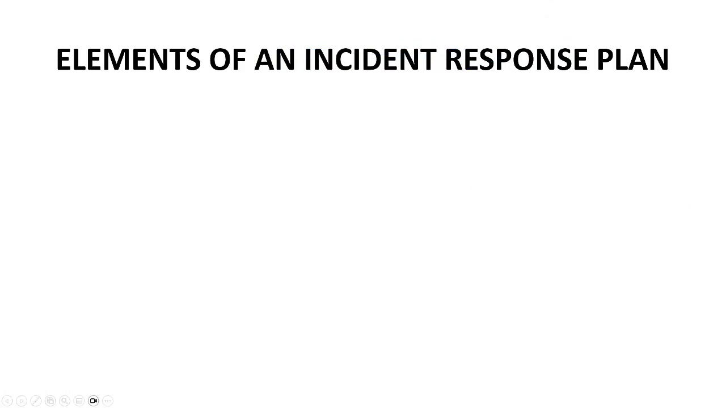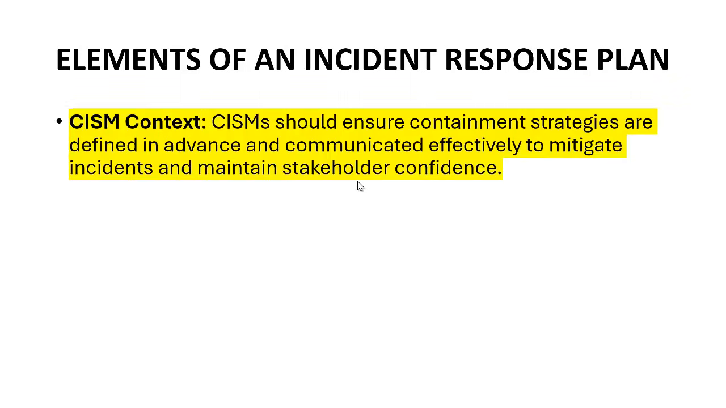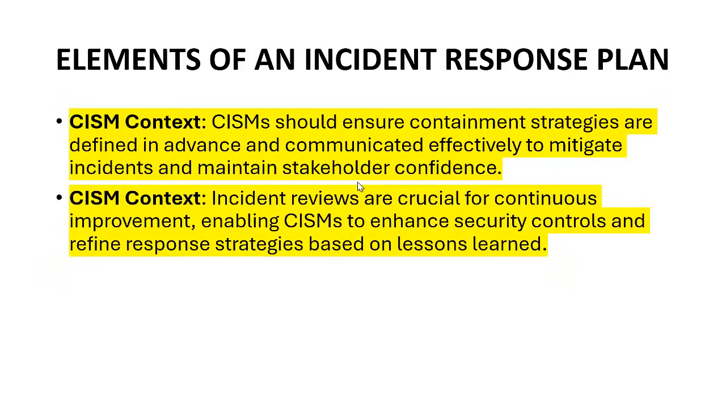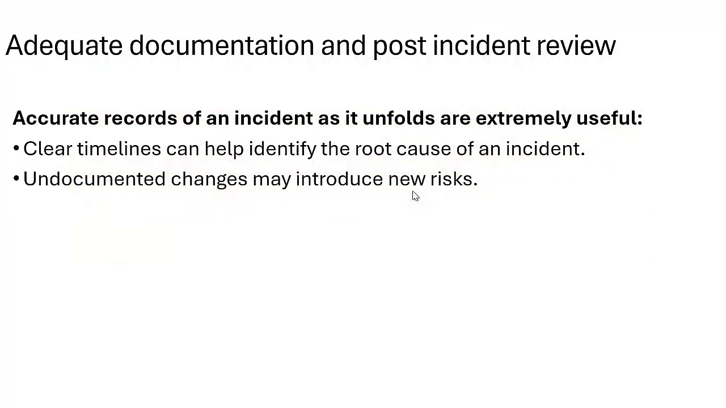Now, the next important thing is the element of the incident response plan. So from a CISM context, the CISM should ensure the containment strategy is defined in advance and communicate effectively to mitigate the incident. And incident reviews are crucial for continuous improvement. So we have to make sure we enable the CISM to enhance the security controls and refine the response strategy. And by doing the post review and all that, we are able to improve the overall function. So we have to maintain some documents.